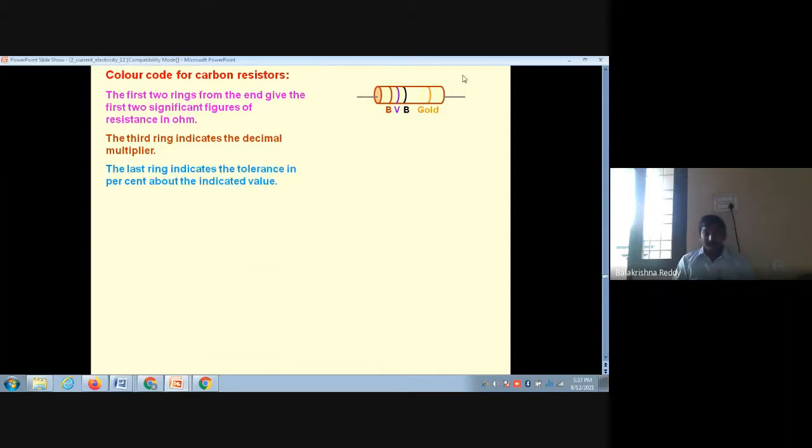Now one more ring is there, after a gap, the fourth ring. It gives the tolerance in the value of the resistance. Tolerance, in the sense, we studied uncertainties in 11th standard. Every device always has a certain uncertainty. Remember, that uncertainty is given in the form of tolerance at this end ring.